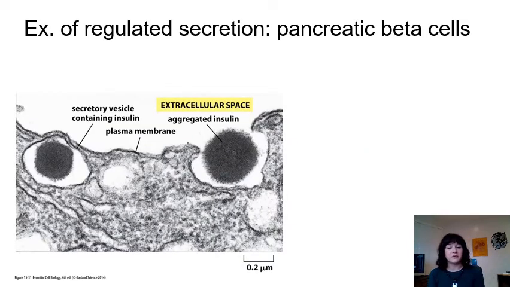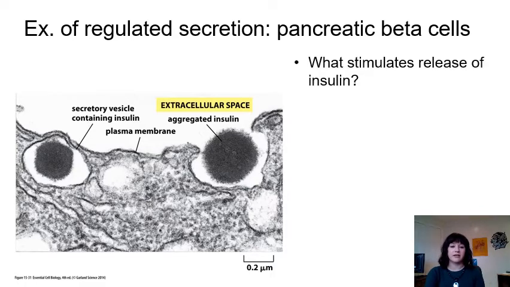Let's look at another example of regulated secretion. Here we have pancreatic beta cells, and we're looking very up close at the edge of a pancreatic beta cell. You can see the plasma membrane, the extracellular space is in white, the interior of the cell is more gray, and we have these big black blobs, and that is insulin. So insulin that's been packed really tightly together. On the left, you can see the insulin is in a vesicle and it's just right at the surface of the cell, but it hasn't been let out yet. And then on the right side, you see a clump of insulin that's just about to leave. The vesicle has fused with the plasma membrane, and that insulin is about to leave the cell.